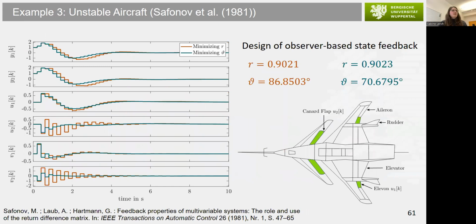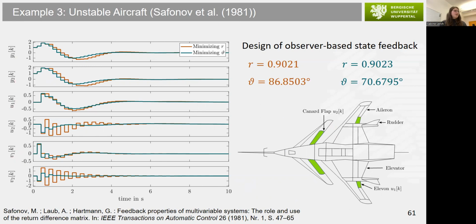To demonstrate those results on some examples, this is an unstable aircraft with 2 inputs, which is the elevator and the canard flap. And we use the algorithm to design an observer-based state feedback. And here the trajectories follow for the outputs, the inputs, and the rates.